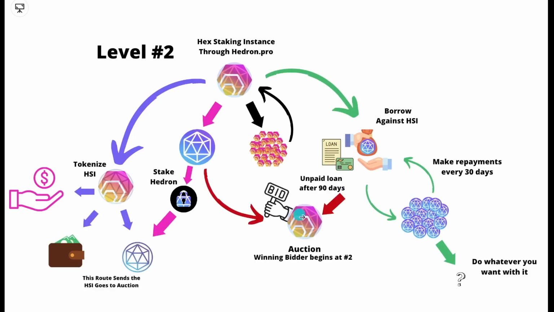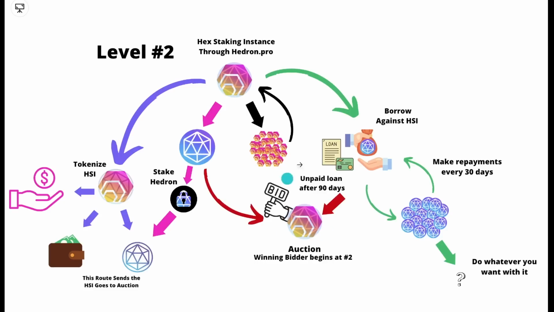So you make repayments. If you don't make repayments on it, though, after 90 days, it goes up for auction. Now, if it goes up for auction, of course, the HEDRON that you got from your Hex stake, you could use to bid on this auction if this wasn't your stake. I mean, you could do this as well. Bit of a weird maneuver, but you could totally do it.